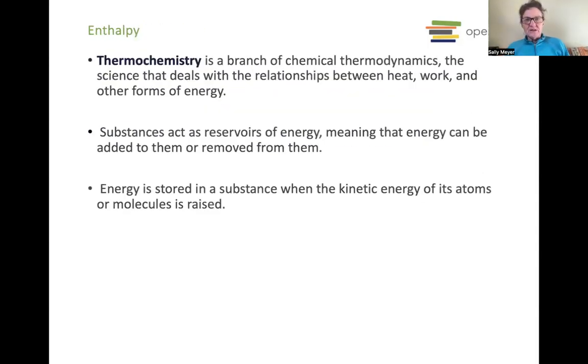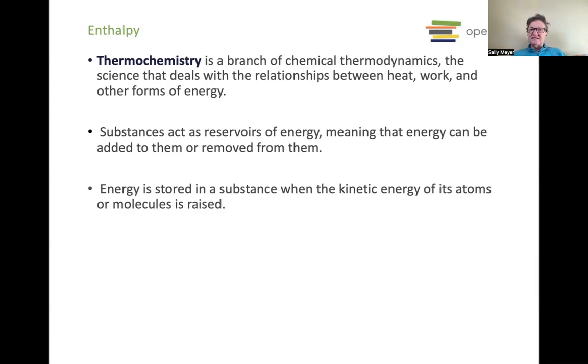Okay, so thermochemistry is a branch of chemical thermodynamics. So we've already talked for a half hour about thermochemistry. It's the science that deals with relationships between heat, work, and other forms of energy. So heat and work technically aren't forms of energy, they're ways to move energy. And so when you think about it, the two ways to move energy is to allow heat to flow in or out of a system or do work on or by a system.